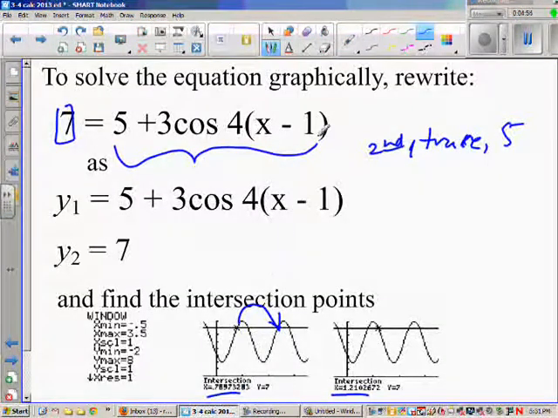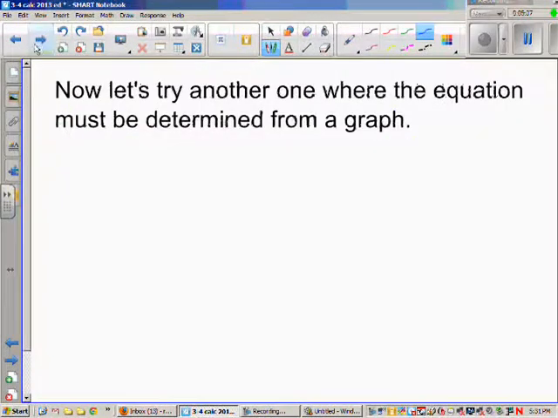So let's think about this. A lot of work on the previous slide. On this slide, if we simply take the two sides of the equation, set them equal, second trace 5, enter, enter, enter, you'll be able to find all the solutions you need. Now let's try another one where the equation must be determined from a graph.